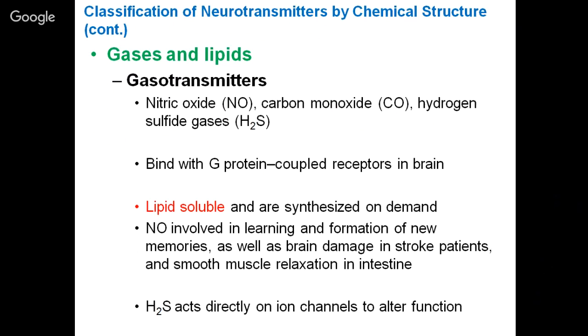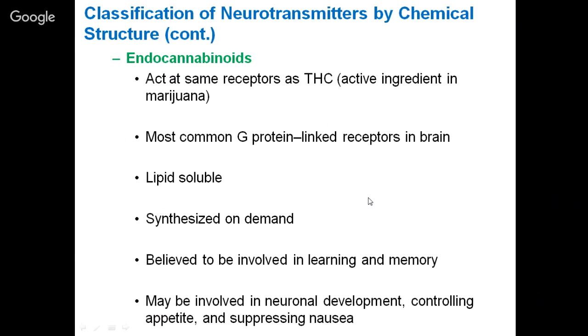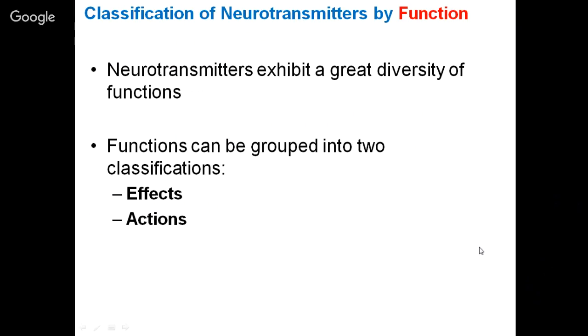H2S acts directly on ion channels to alter function. The endocannabinoids act on the same receptors as THC. This is the most common G protein coupled receptor in the brain, and it's lipid soluble, synthesized on demand, and believed to be involved in learning and memory, and it may also be involved in neuronal development, controlling appetite, and so on.